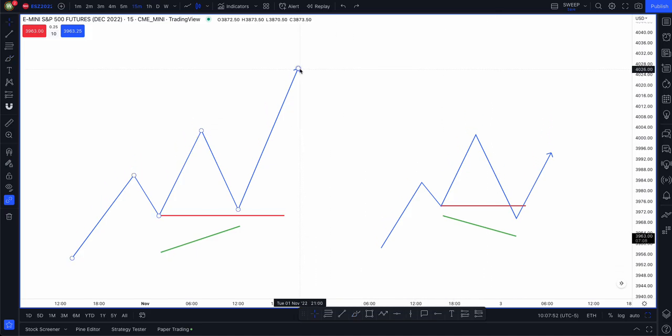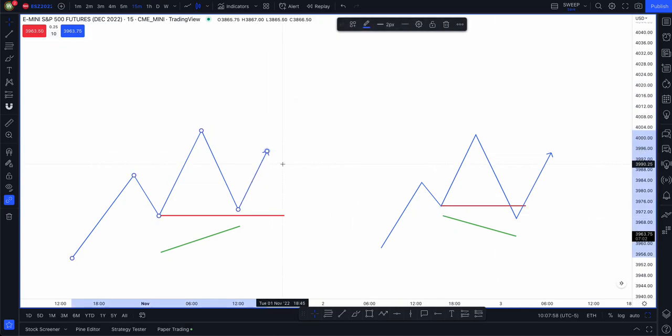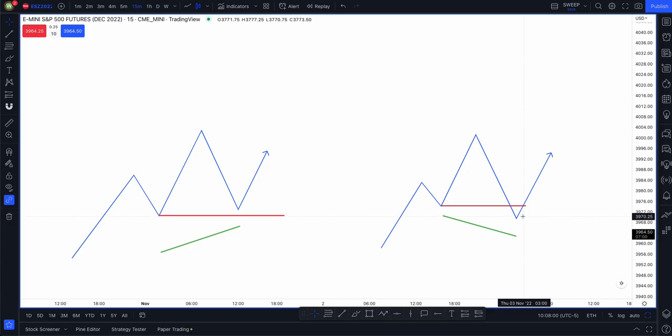Okay, remember, we've got to use divergence as a confluence, not as a whole trade idea to say, okay, we have divergence now, that means for sure one of them is going to fling up and break the highs because we are in a bullish market, okay? So remember that. That is the key point with divergence.